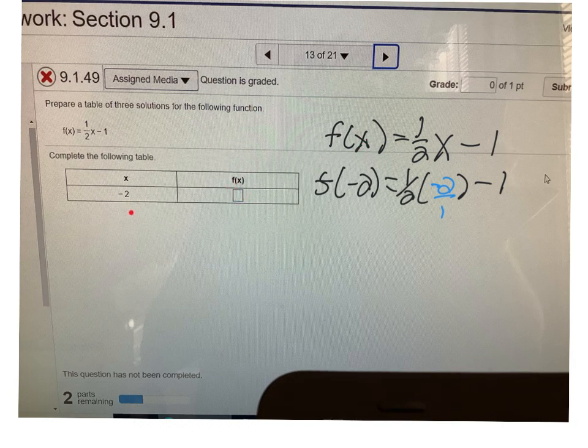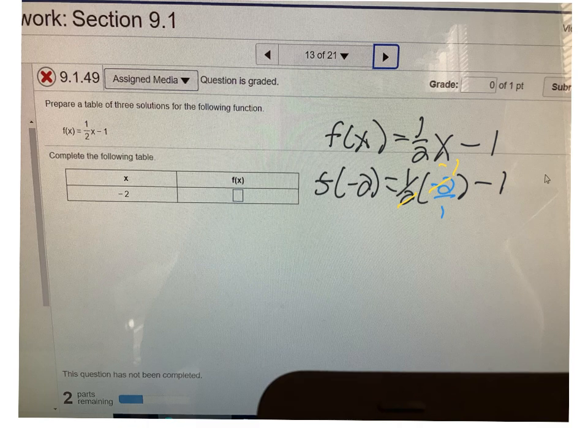So you just take this -2 and you want to put it in for x, and you want to do this arithmetic. Now if you have a calculator, many calculators will do this, but this is 1/2 times -2 minus 1. I went ahead and put that over 1. The 2's are going to cancel here. 2 goes into -2 minus 1 time.